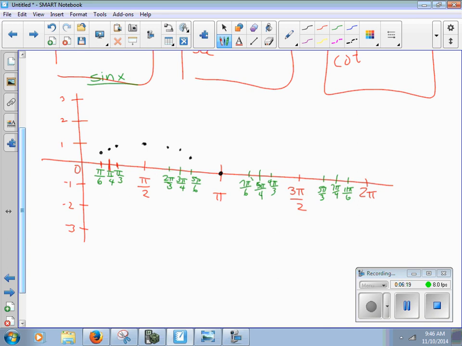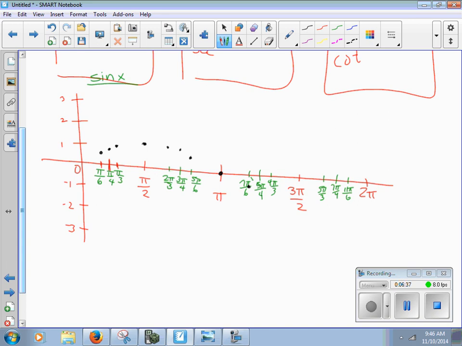Look what's going to happen when we go to 7 pi over 6. What's the sine value? Negative 0.5, so I'm going to drop below and just go about right here. Oh, you mean right there. I bet 5 pi over 4 is going to be negative 0.7, isn't it?